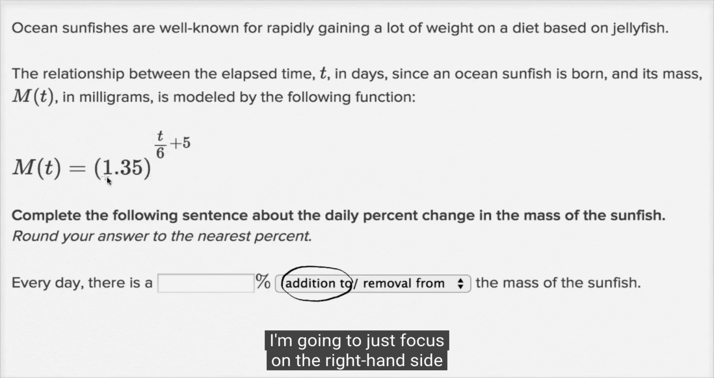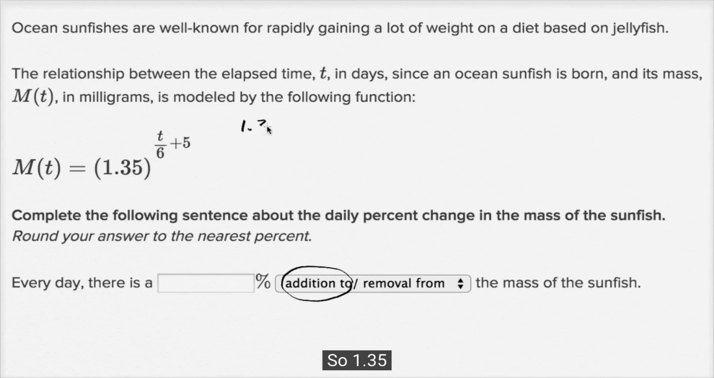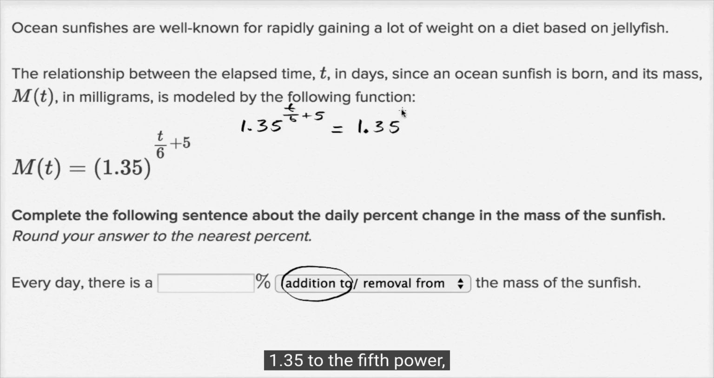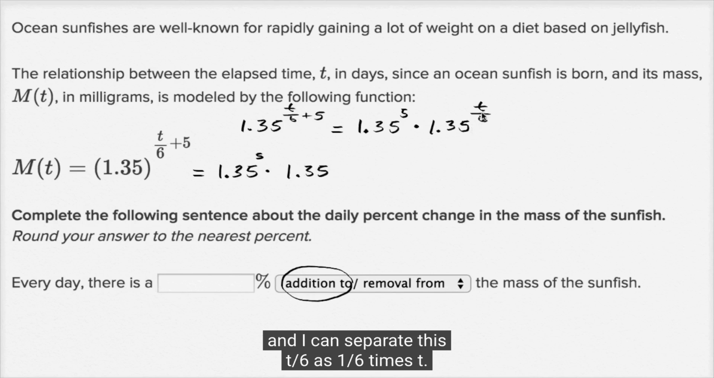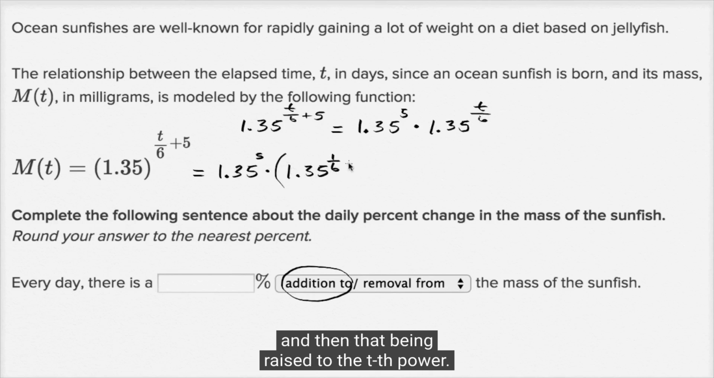I'm going to just focus on the right-hand side of this expression. So 1.35 to the t over 6 plus 5. That's the same thing as 1.35 to the 5th power times 1.35 to the t over 6th power. And that's going to be equal to 1.35 to the 5th power times, and I can separate this t over 6 as 1/6 times t. So 1.35 to the 1/6 power, and then that being raised to the tth power.